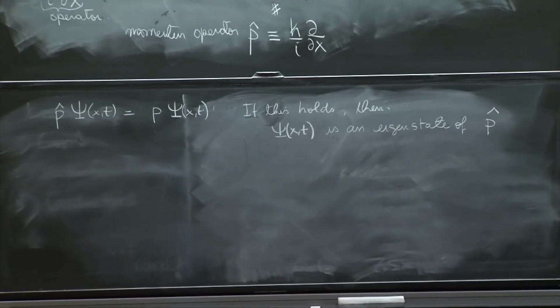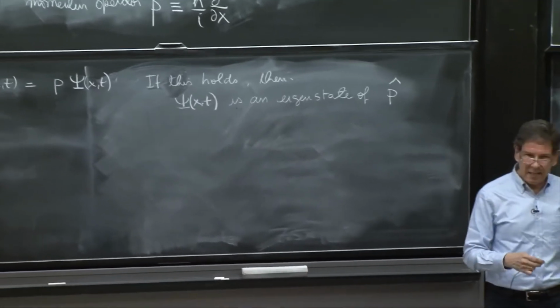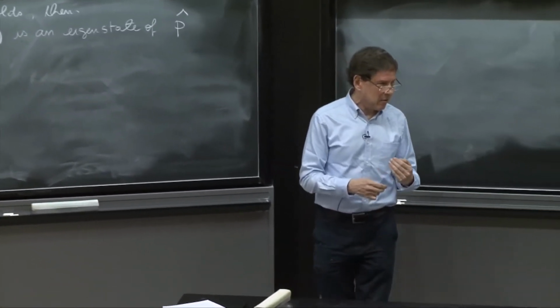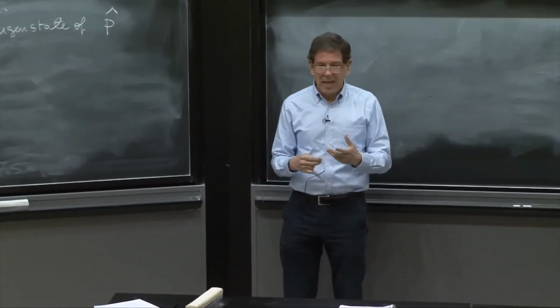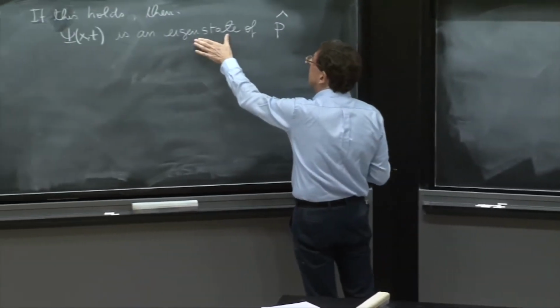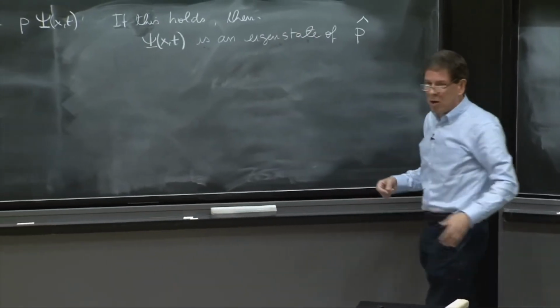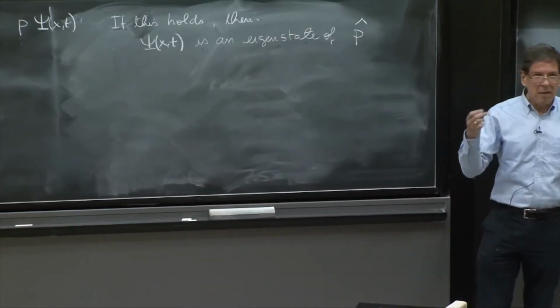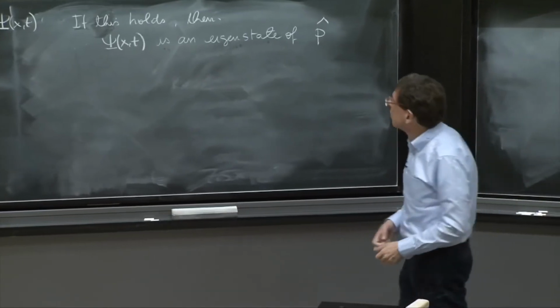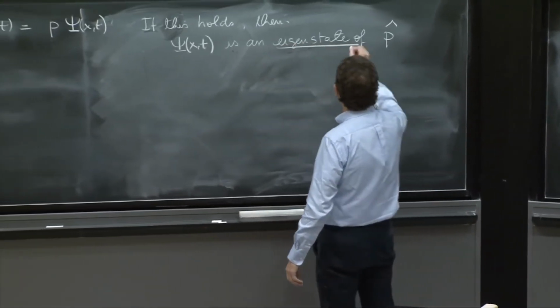And that language comes from matrix algebra, linear algebra, in which you have a matrix and a vector. And when the matrix on a vector gives you a number times the same vector, we say that that vector is an eigenvector of the matrix. Here we call it an eigenstate. Probably nobody would complain if you called it an eigenvector, but eigenstate would be more appropriate. So it's an eigenstate of p.